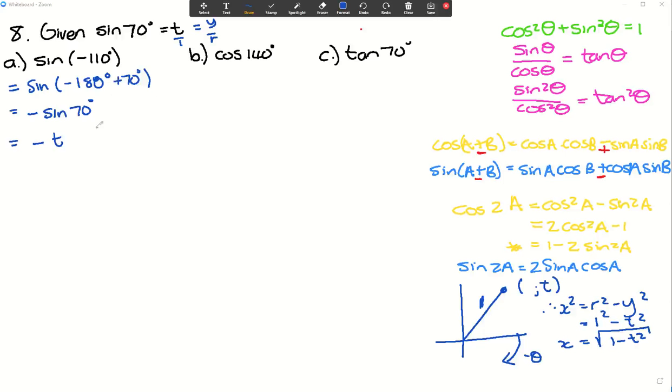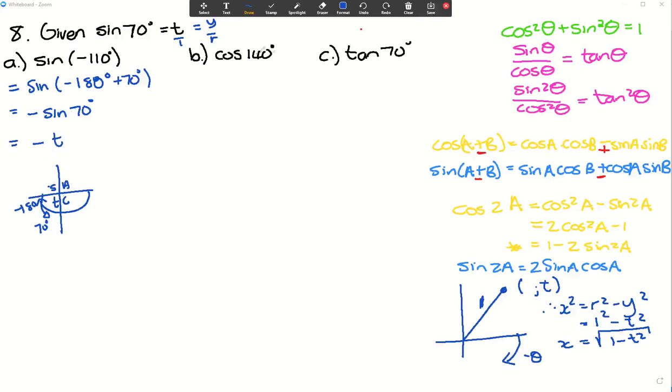Again, just look at this identity here. We ended up having minus 180 degrees, which takes me from there to there. So that takes me to minus 180. I need to add 70 degrees, which puts me in this quadrant over here. And this is my tan quadrant. So I've got a negative sign in this quadrant.